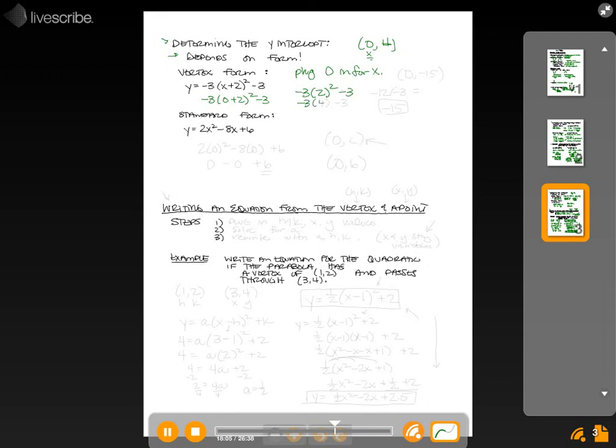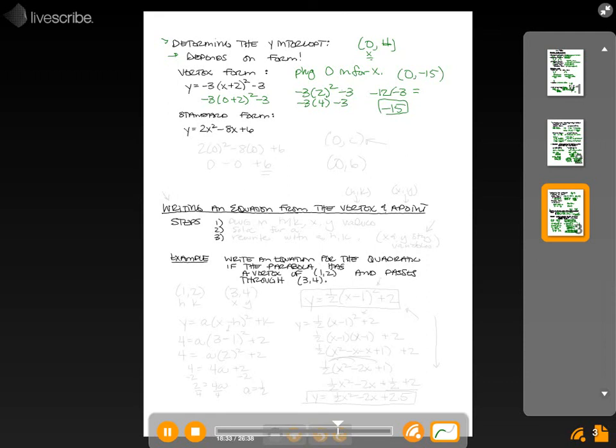So negative 3 times 4 now, because 2 squared is 4, minus 3. Negative 3 times 4 is negative 12, minus 3. We end up getting negative 15 as our y-intercept. And we should write that as an ordered pair, (0, -15). So again, to find it in vertex form, we need to substitute in a 0 for the x, because that point's x-coordinate will always be a 0 since it never moves left and right.